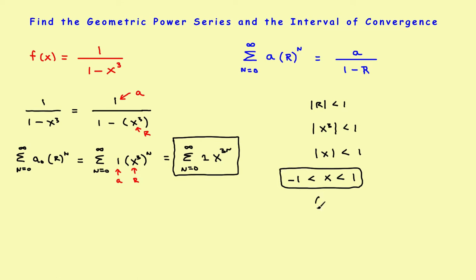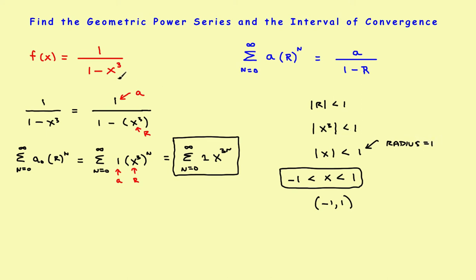Or if you want to, you can write it in the open interval notation, minus 1 to 1, if you like that notation better. And then the radius of convergence is going to be the distance from the center to 1. So in this case, the radius of convergence would be equal to 1.